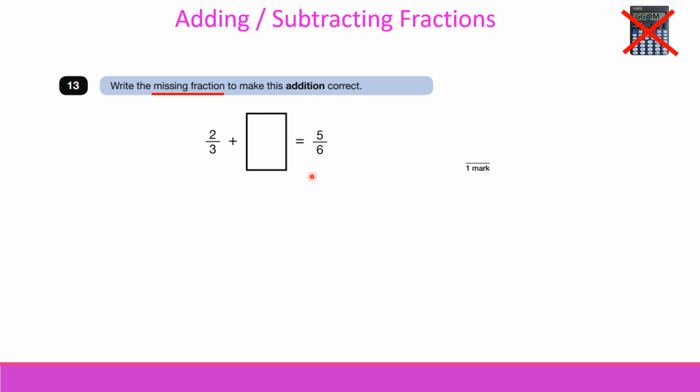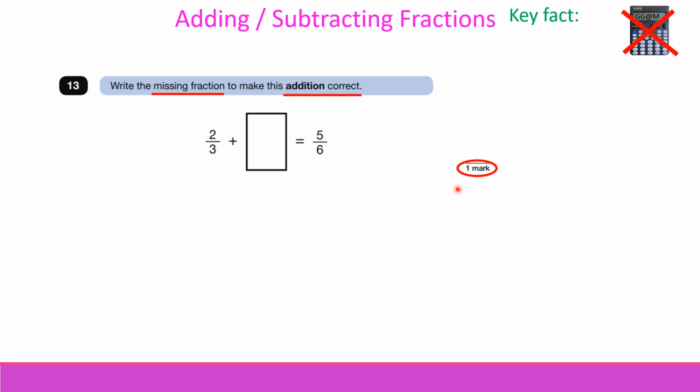So the keywords are that there's a missing fraction. So this box here has got a fraction in it that is missing. And you've got to work out what the missing fraction is to make the addition correct. So 2/3 plus something is going to equal 5/6. And this is going to give you 1 mark in the exam.